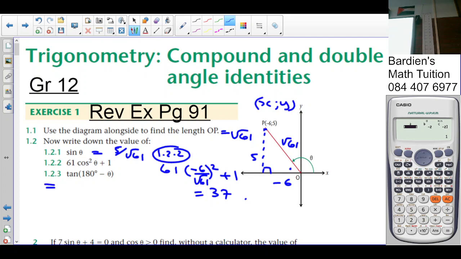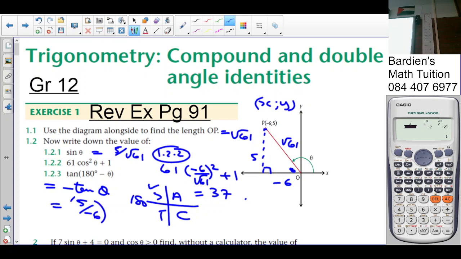Remember, 180 minus is all stations to Claremont. 180 minus takes you into the second quadrant. Tan is negative, so it's negative tan theta. Okay? So again, if that's my reference angle, tan is opposite over adjacent. So it's going to be 5 over negative 6. And this negative here is the negative on the outside. So you're going to make that 6 a positive, so it's 5 over 6. Any issues there? No?